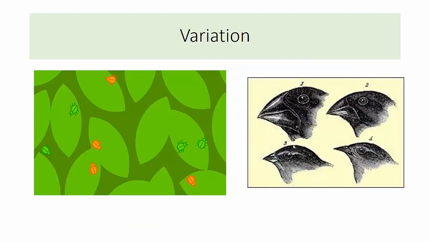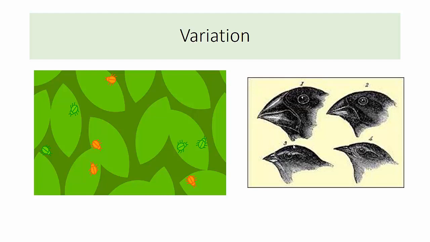The next thing we need to think about when answering question 1CII is about variation. So I've got 2 pictures up on the screen now. One is showing a green background with orange and green bugs in the environment. So that's obviously meant to be mirroring a plant with 2 types of bugs growing on it. Now, in that environment, the green bugs are going to have an advantage because they're harder to be seen. So predators will be less likely to eat the green bugs.